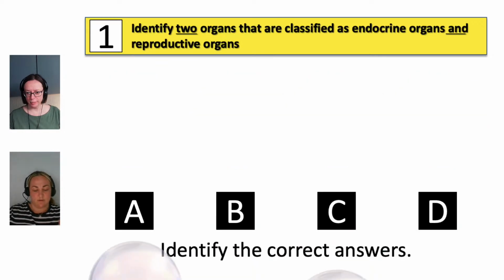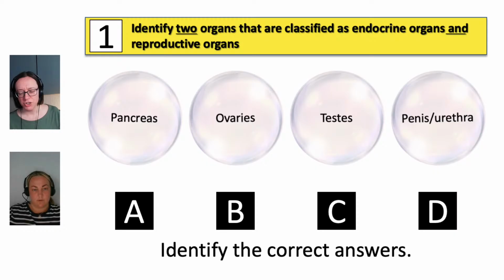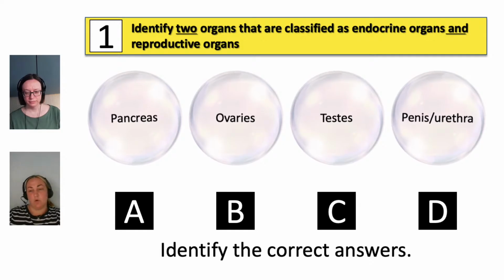Brilliant. Okay, so bubble quizzes. Can you give me 2 organs that are classified as both endocrine organs and reproductive organs? So remember, we do have our body organised into organ systems, but there is crossover between our systems. They don't work in isolation, okay? So all these questions are going to be linked to that. I've got on the screen pancreas, ovaries, testes, and then penis and urethra. Are these endocrine organs and reproductive organs? 2 of them are. Do you know which 2 are? Give us the letters if you can, or even if you only know 1.